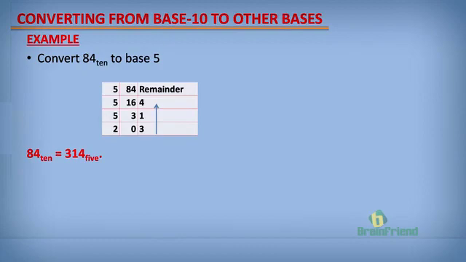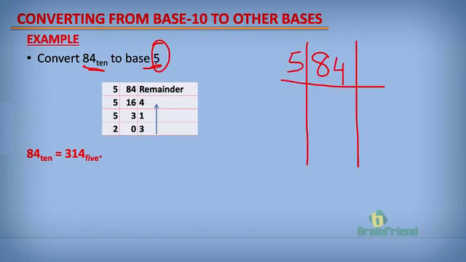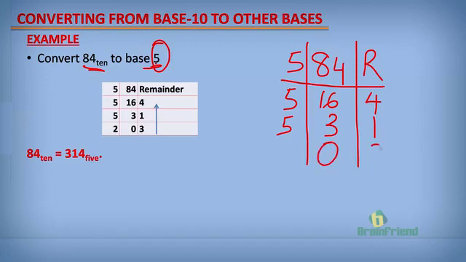Another example, convert 84 base 10 to base 5. Now, 84 is a base 10 number. We want to convert it to base 5. As per the steps, we divide 84 by the desired base, 5. So we have 84 divided by 5, and remember to write down your remainder column. 84 divided by 5 gives 16, remainder 4. 16 divided by 5 gives 3, remainder 1. And 3 divided by 5 cannot go, so this is actually 0, remainder 3.